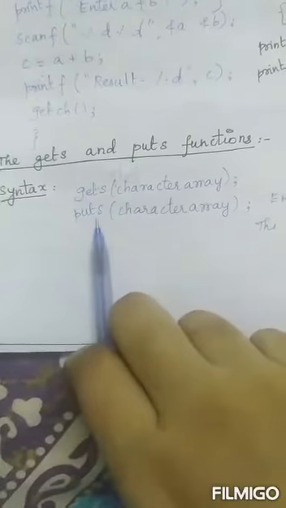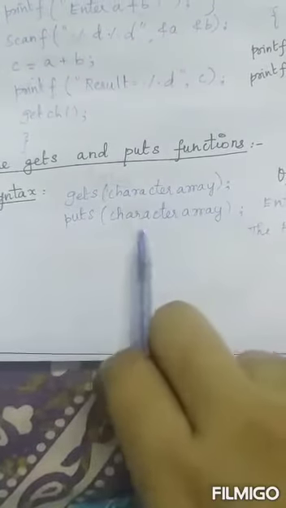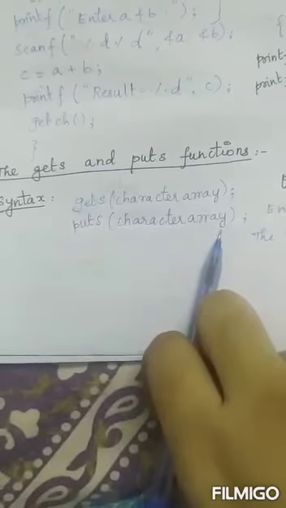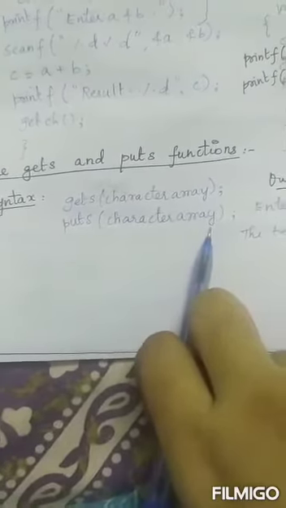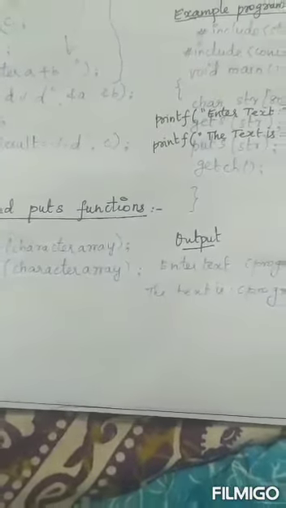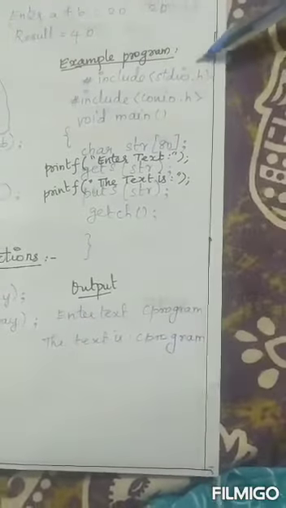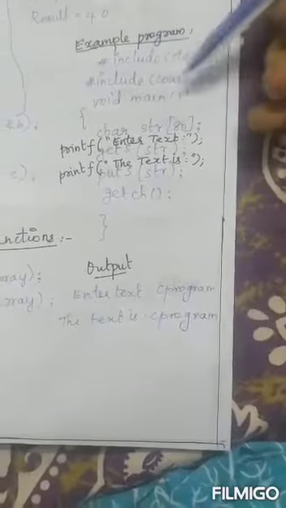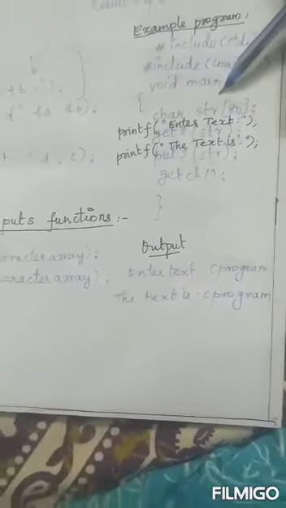We will see the syntax and an example program for the gets and puts functions. The syntax is very simple. gets and puts should come first, and inside the brackets we use a character array. We are not using a character variable as in printf, scanf, getchar and putchar; here we are using a character array, followed by a semicolon. That's all the syntax for gets and puts. And the example program is: include stdio.h, conio.h, void main, char string.